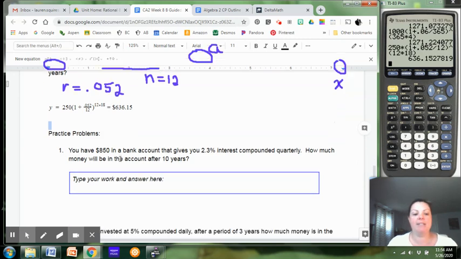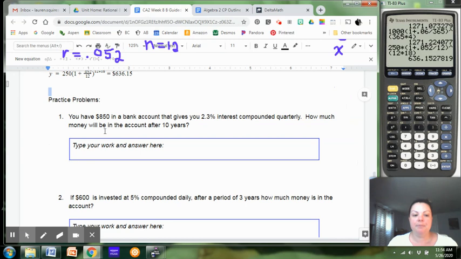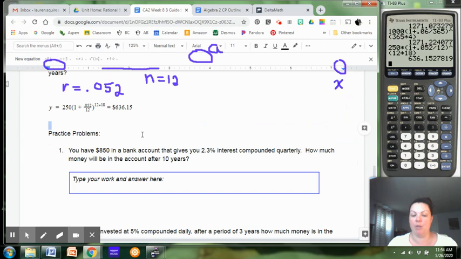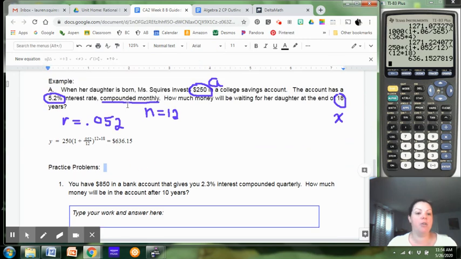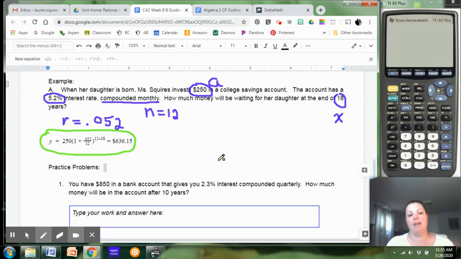What you're going to do next is the 2 practice problems down here where you're going to have your bank account in 2 different scenarios, and you want to calculate how much money is waiting for you at the end. What I'm looking for in your work is something similar to what I typed in right here. I want you to show me how the formula gets set up as best as you can, and then show me how much money is there at the end.